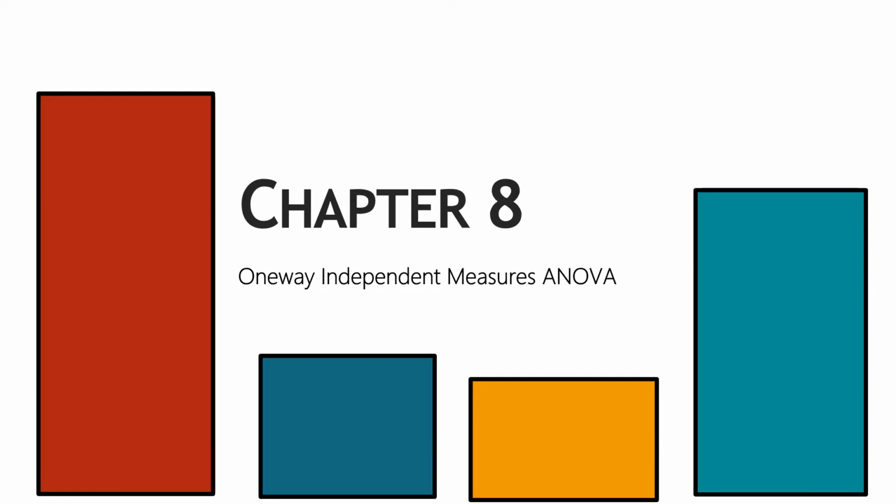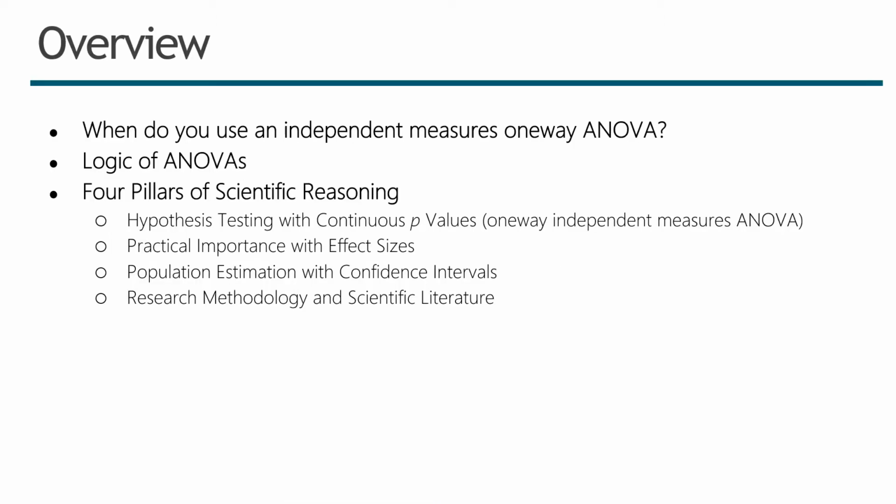Hello everyone. In this video we're going to talk about one-way independent measures ANOVAs. We're going to briefly talk about when you use an independent measures one-way ANOVA, the logic of ANOVAs, and the 4 pillars of scientific reasoning, including hypothesis testing with continuous p-values, assessing practical importance with effect sizes, looking at population estimation with confidence intervals, and then also considering the statistics in a research and scientific context.